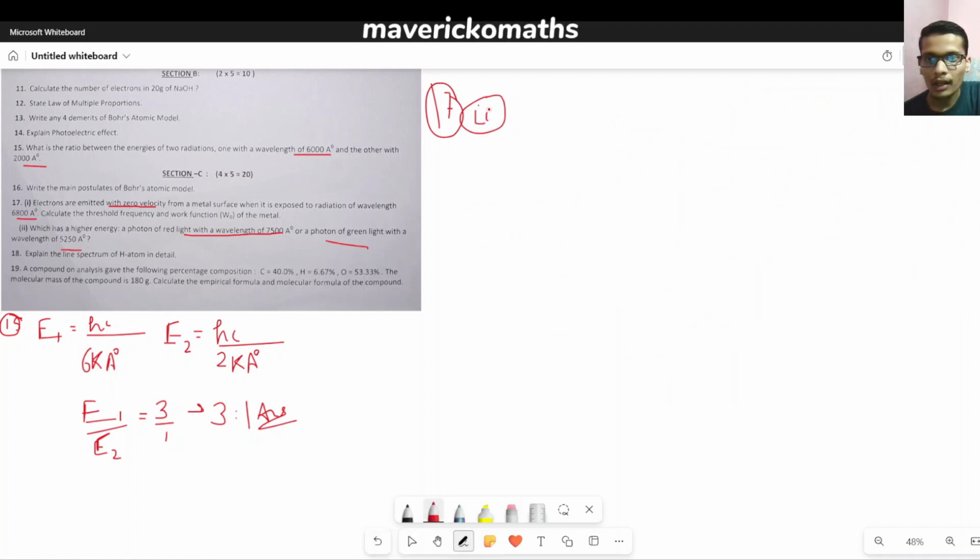The second part here is a photon of red light of wavelength 7500 angstrom, that is lambda 1 equals 7500 angstrom, and lambda 2 is 5250 angstrom.